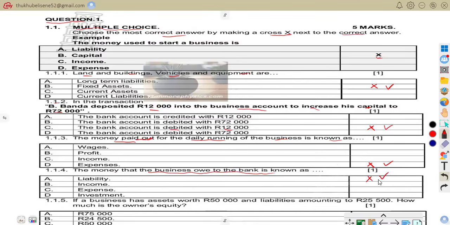That is a liability. We know that money owed by the business to the bank or other businesses is called a liability. For example, if a business borrows 20,000 from the bank, the loan must be repaid later. So therefore, it is a liability. So that is that.